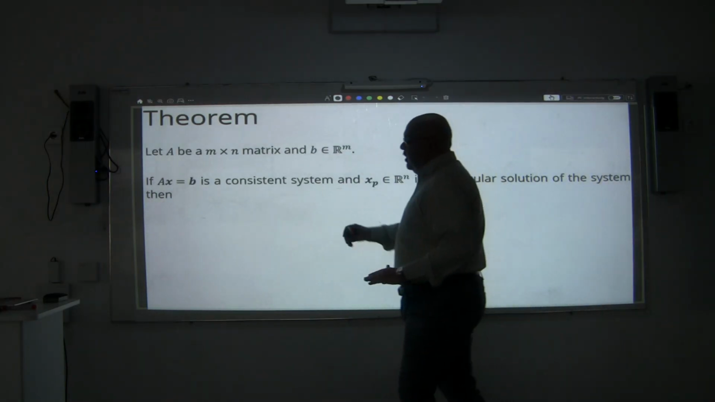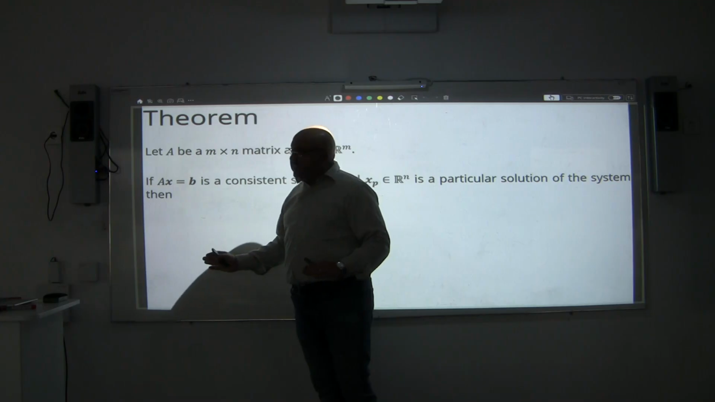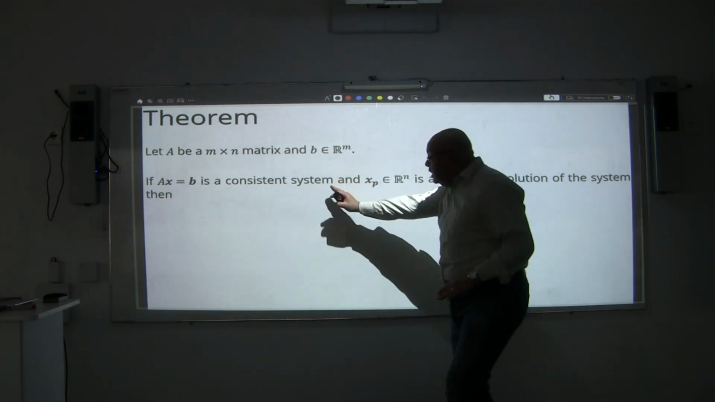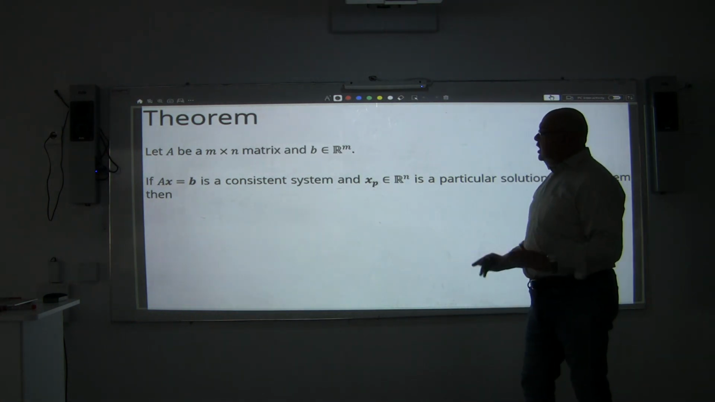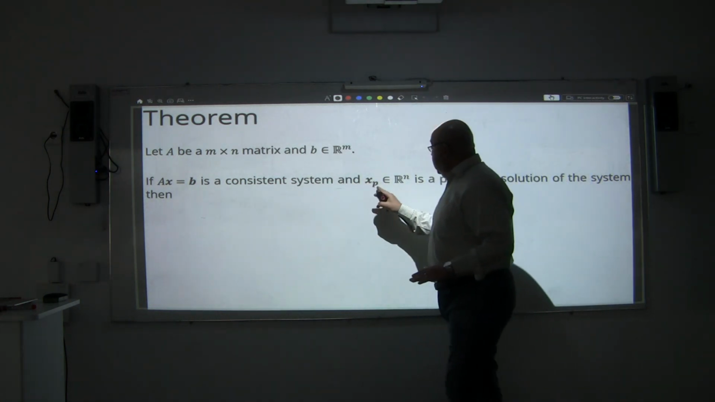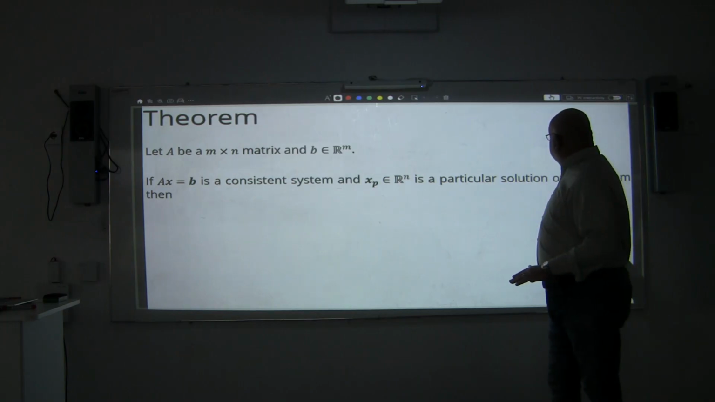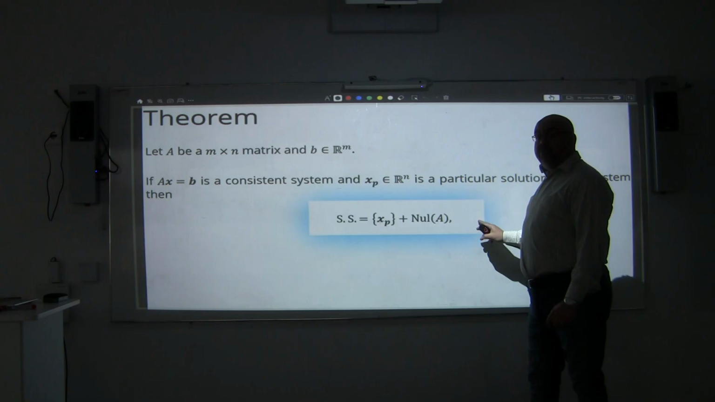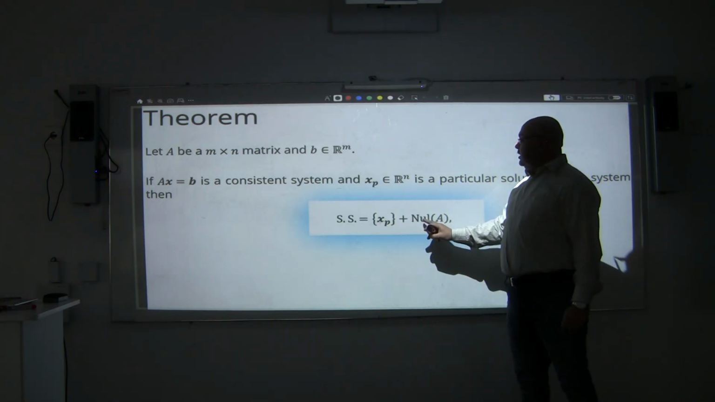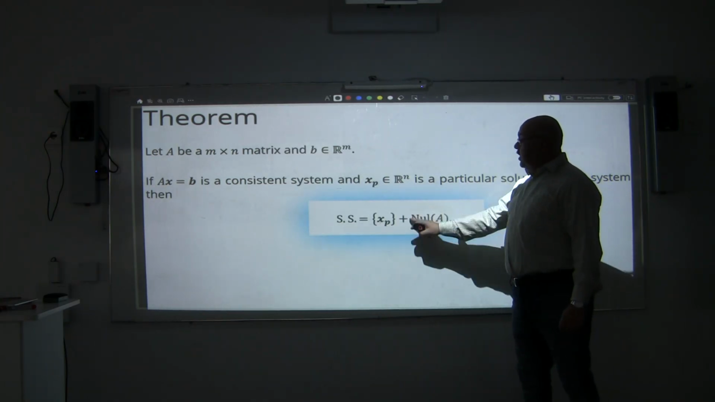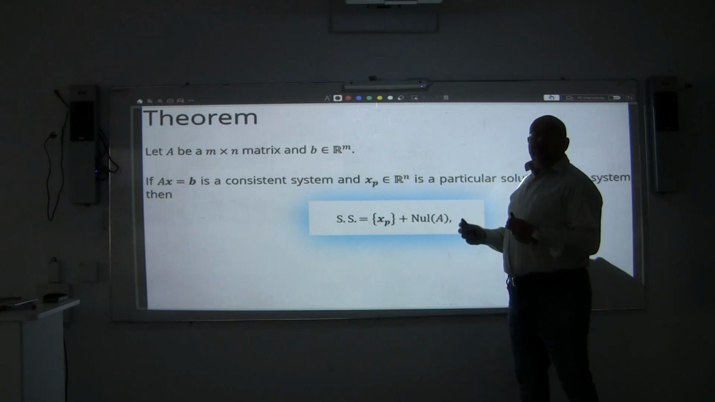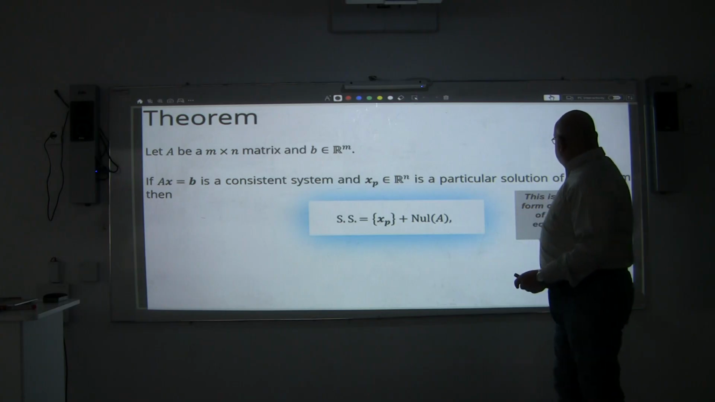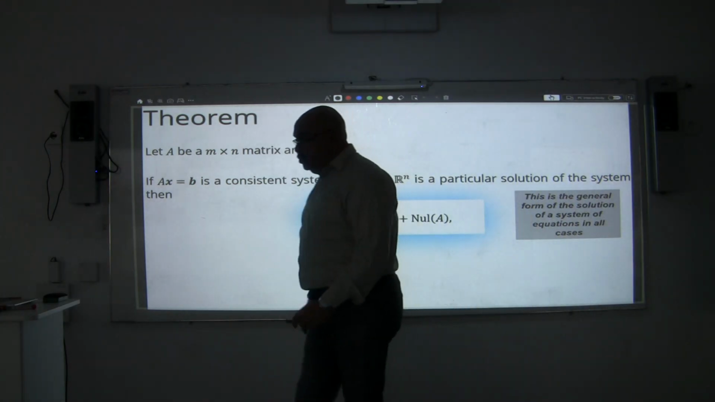If I'm solving not a homogeneous system, but any system Ax is equal to B, and it is a consistent system, it will be consistent if x_p, B belongs to Rn, is a particular solution of the system. And the general solution will be in this form: a particular solution plus the null of A. Once more, the null of A is the solution of the homogeneous system. And this is, of course, a general solution, as I told you.